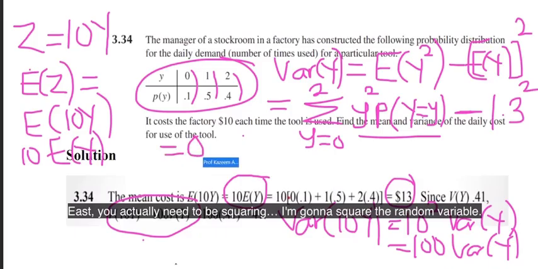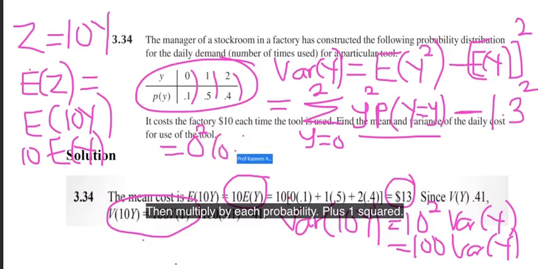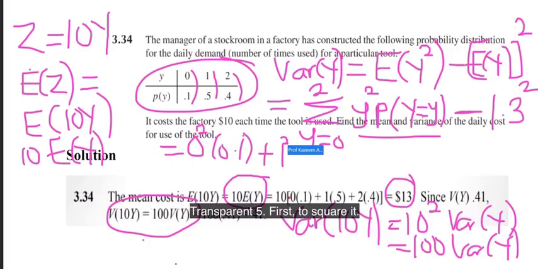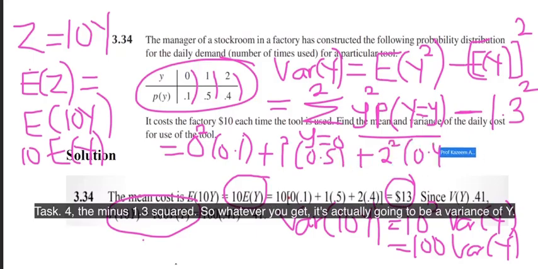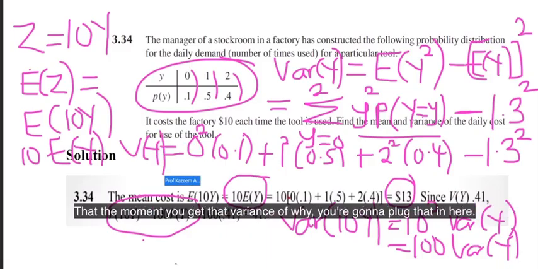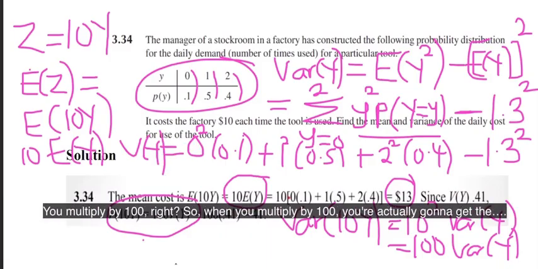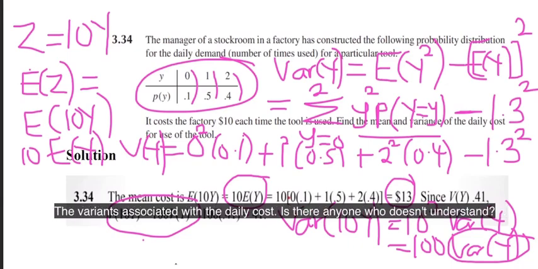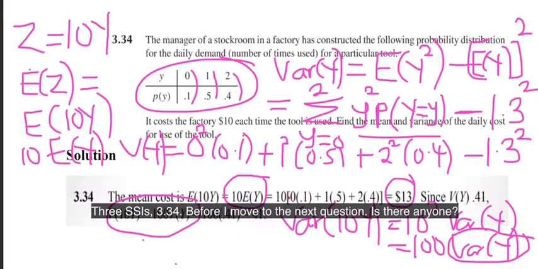I'm going to square the random variable, then multiply by its probability, plus 1 squared times 0.5 plus 2 squared times 0.4, then minus 1.3 squared. So whatever you get is actually going to be your variance of y. Now, the moment you get that variance of y, you plug that in here and multiply by 100. When you multiply by 100, you get the variance associated with the daily cost. Is there anyone who doesn't understand exercise 3.34 before I move to the next question?